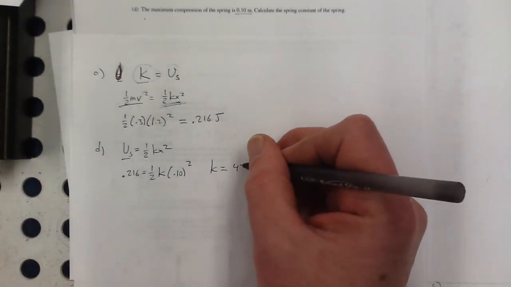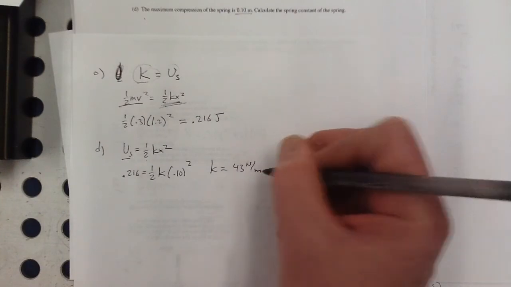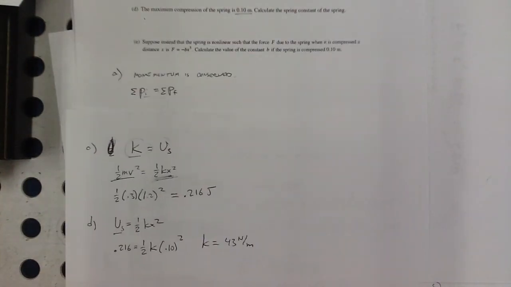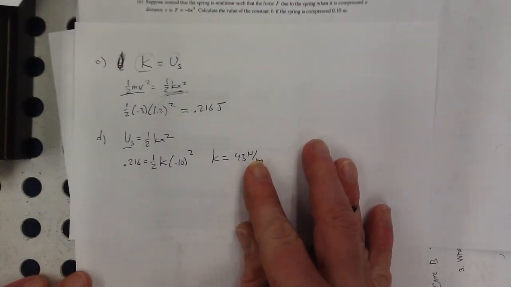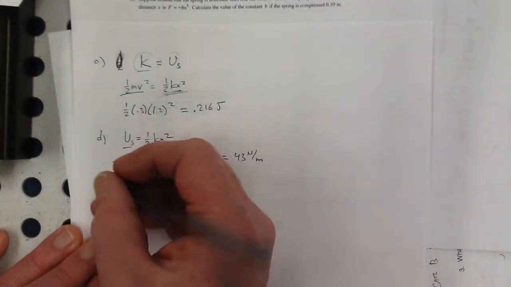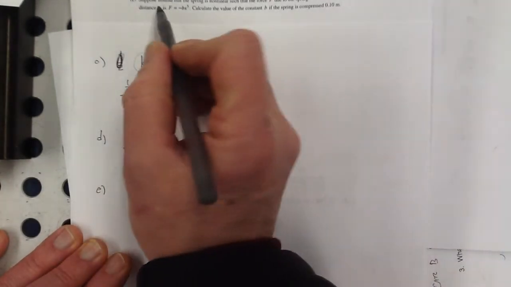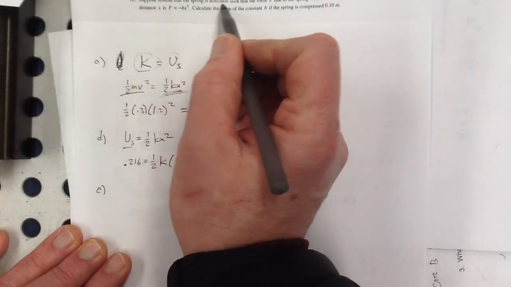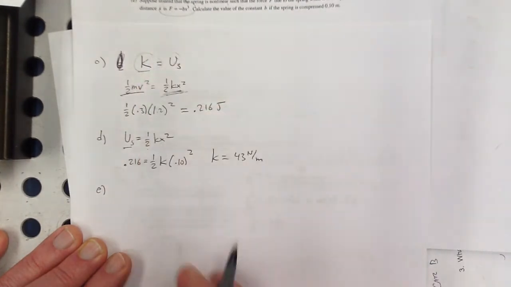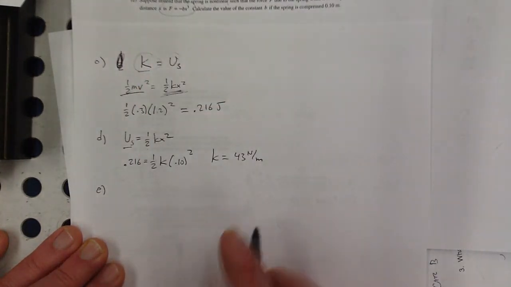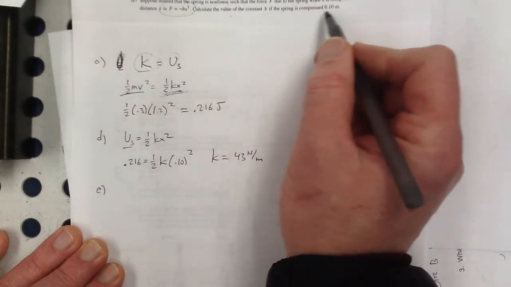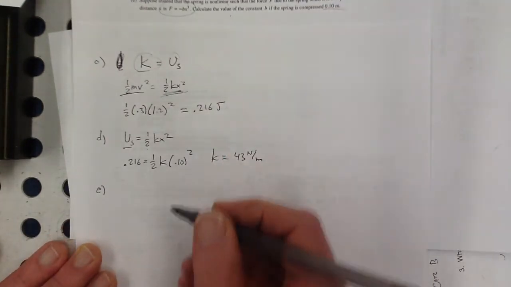It's about 43 newtons per meter. And last part, suppose instead that the spring is nonlinear and that we have this instead. Calculate the value of B if the spring is compressed this much.